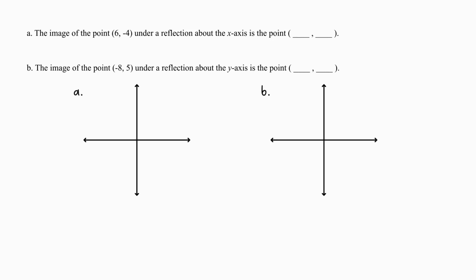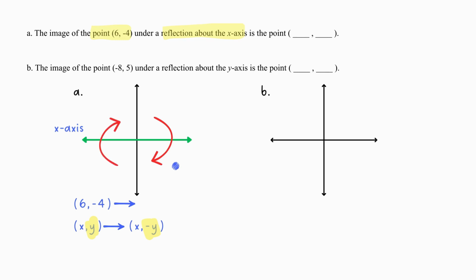For part A, we are starting with the point (6, -4). The question says we are reflecting about the x-axis. This is the horizontal line running left to right. When you reflect across the x-axis, the x-coordinate, which is the first number, stays the same. However, the y-coordinate, which is the second number, switches its sign. Positive becomes negative, and negative becomes positive.